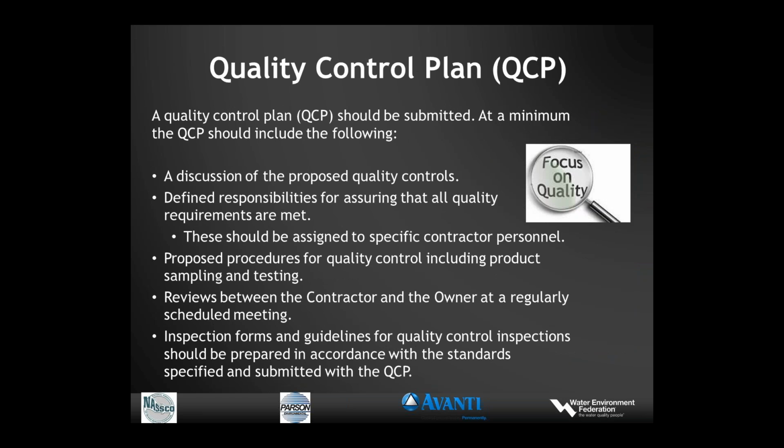There should also be a quality control plan. At a minimum, this should include a discussion of the proposed quality controls that have been specified. The specification should lay out the proposed quality controls. There should be defined responsibilities for assuring that this happens. These should be assigned to specific contractor personnel, and that should be laid out in the submittal in the quality control plan. This would include procedures for product sampling and testing. There should be quality reviews between the contractor and the owner on a regular basis. Those could be a part of the regular job site meetings, but it needs to happen.